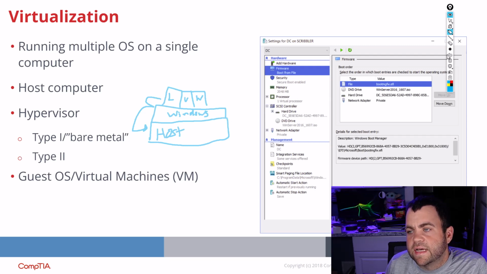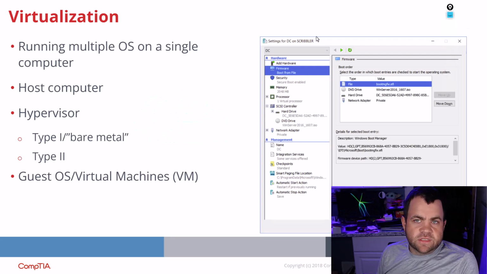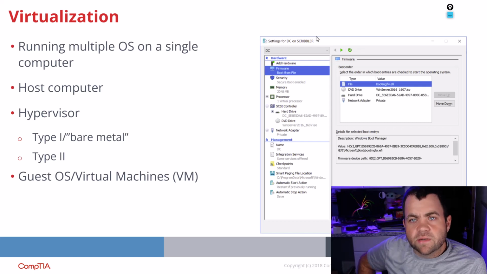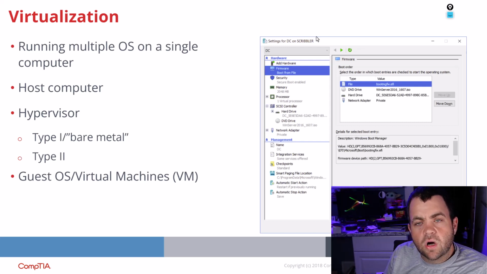So what exactly is the use case for a Type 1 versus a Type 2? Well, Type 1 is going to be used in our data center or in our network closet to host all of our different servers.